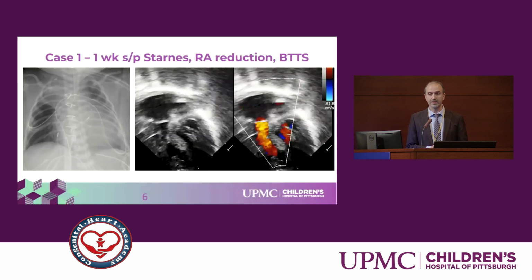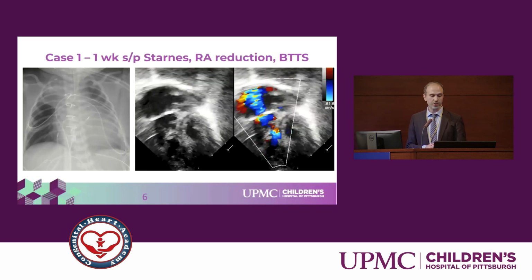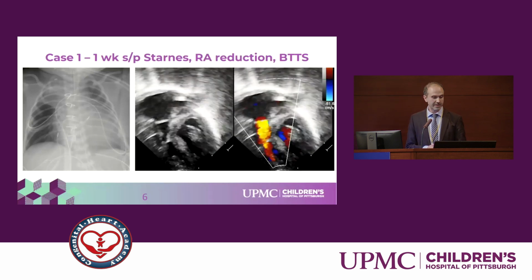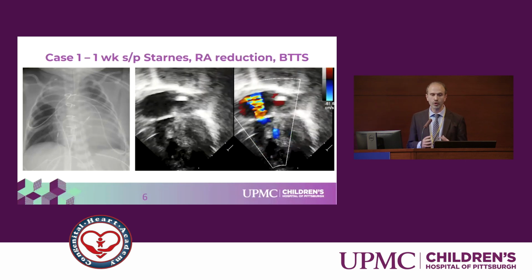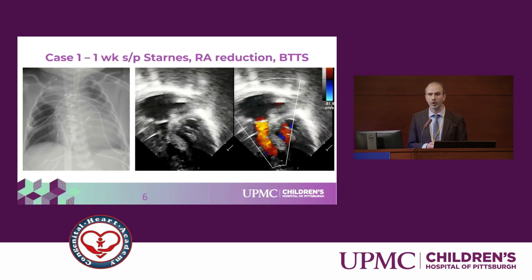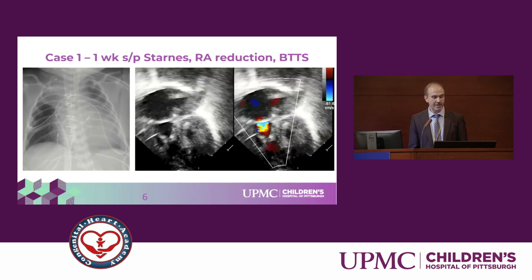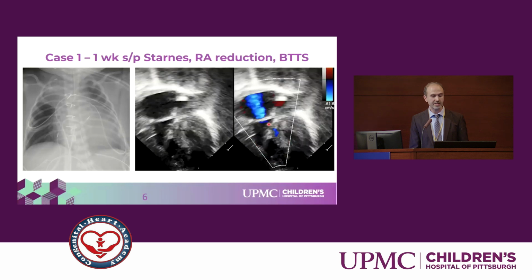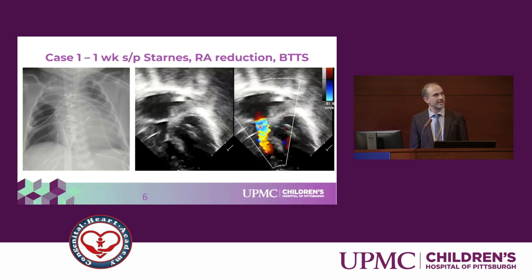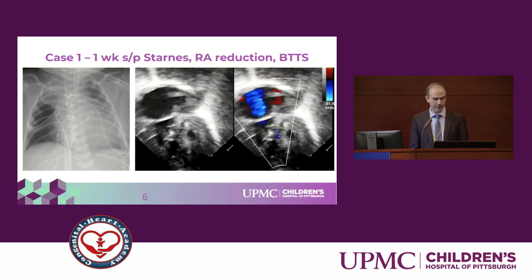So this is a week later, and she underwent a Starnes operation with RA reduction and a BTT shunt. And you can see a week later on her X-ray, her heart is a lot smaller now. She's decannulated from ECMO. And you can see also that that Starnes membrane is right here. And there is a to-and-fro flow across that Starnes fenestration. And you can see that the right ventricle now is decompressed with normal left ventricular function.